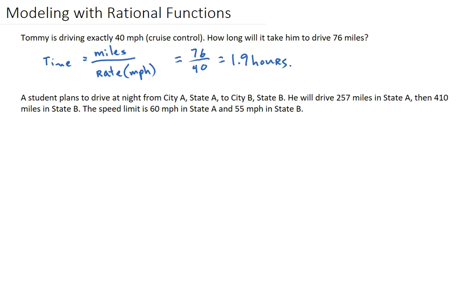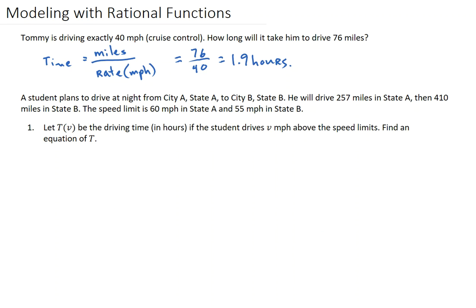Okay, so here's our scenario. A student plans to drive at night from City A, State A, to City B, State B. He will drive 256 miles in State A, then 410 miles in State B. The speed limit is 60 miles an hour in State A and 55 miles an hour in State B. So then our first problem will be, let T of V be the driving time in hours if the student drives V miles per hour above the speed limit. Find an equation of T.